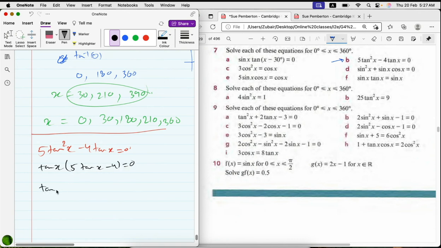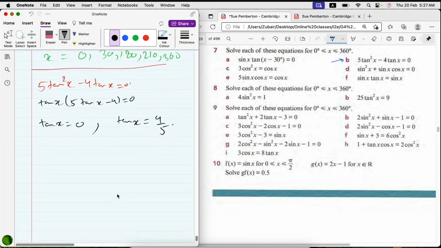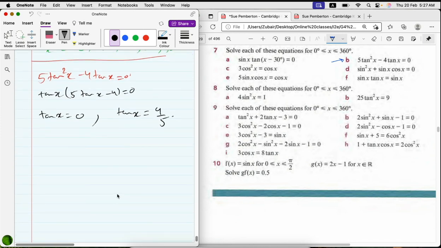And then for 5 tan x minus 4, we would rearrange it, and I believe it would be 4 over 5. Yeah, tan x equals 4 over 5. That's perfect. Then it would be the tan inverse, and I'll do that right now. Tan inverse 4 over 5. Yeah, that's right. You've handled it in the correct way.